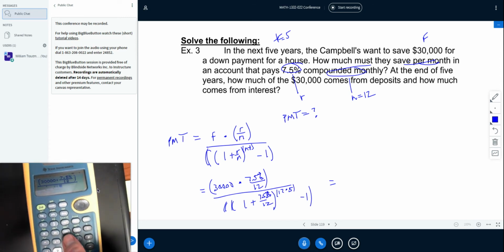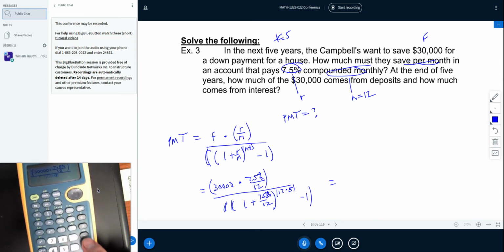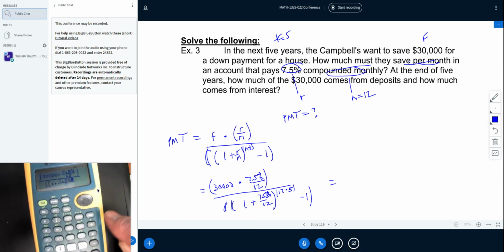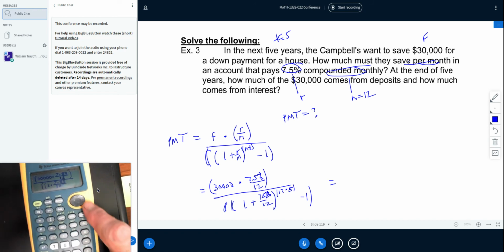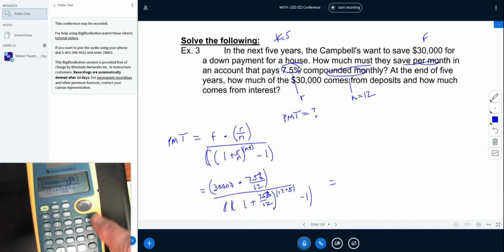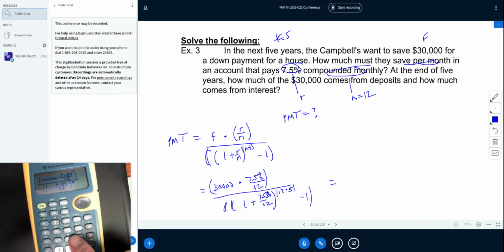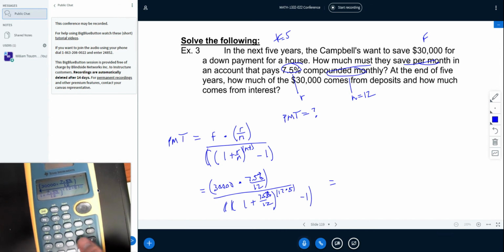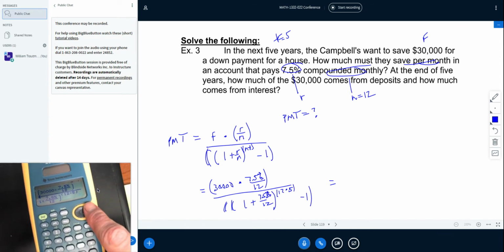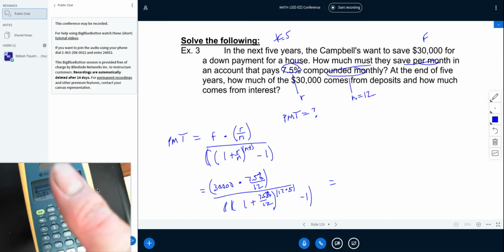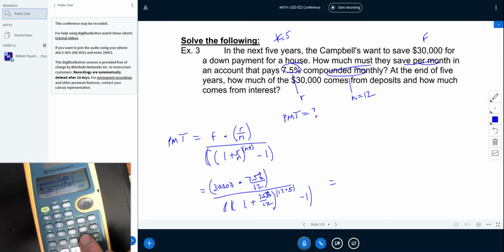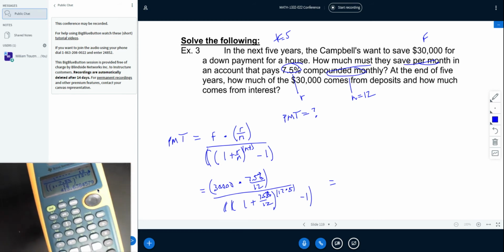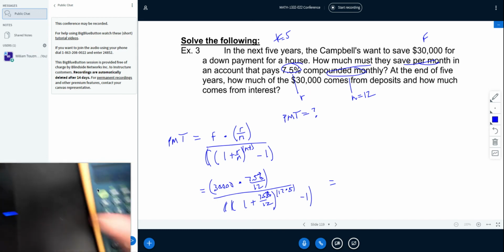We have two parentheses. 1 plus a fraction, 7.5%, divided by 12. That parentheses is closed. Raised to a power. The power is 12 times 5. Close the parentheses. I'm going to arrow out of there because then we have to do a minus 1. If you do a minus 1 on top, you mess it all up. And then I have a parentheses around that whole thing. When I hit enter, this is what my payment looks like.